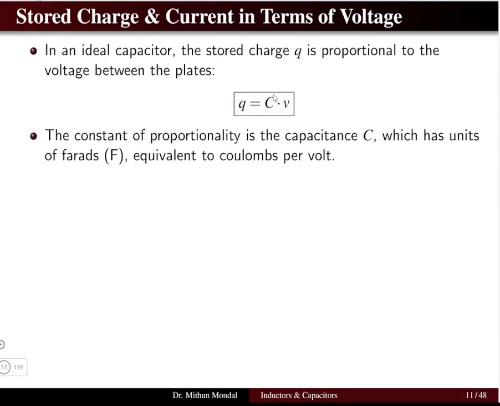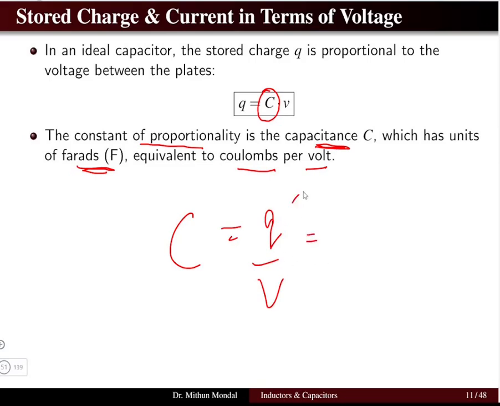Now here the C is basically the constant of proportionality, which is known as the capacitance of the capacitor. The unit is Farad and it is equivalent to Coulomb per volt because C is equal to Q by V. So we can see that the unit of Q is Coulomb and the unit of voltage is volt. So 1 Farad is equal to 1 Coulomb per volt, we can say.